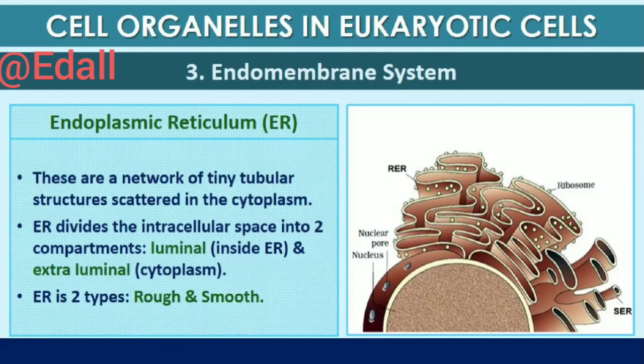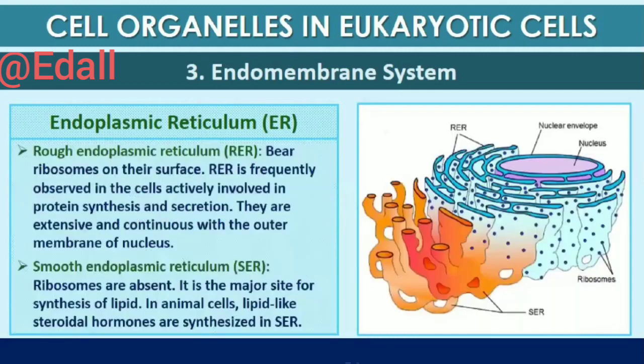The endoplasmic reticulum bearing ribosomes on their surface is called rough endoplasmic reticulum. In the absence of ribosomes they appear smooth and are called smooth endoplasmic reticulum. The RER is frequently observed in the cells actively involved in protein synthesis and secretion. They are extensive and continuous with the outer membrane of the nucleus. The smooth endoplasmic reticulum is the major site for synthesis of lipid. In animal cells, lipid-like steroidal hormones are synthesized in the SER.